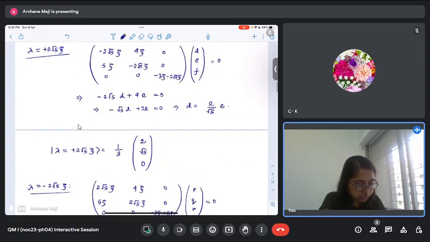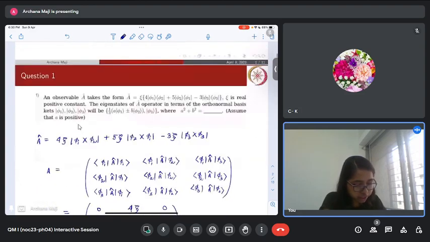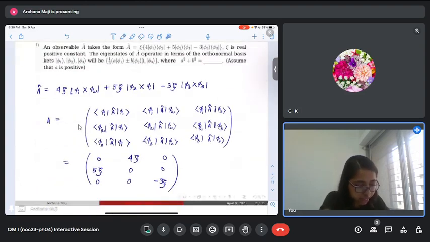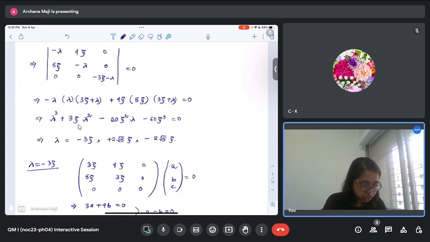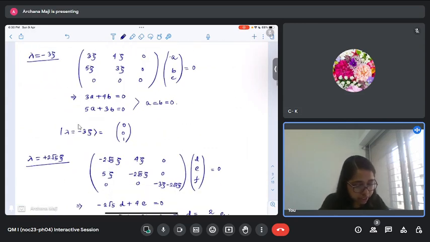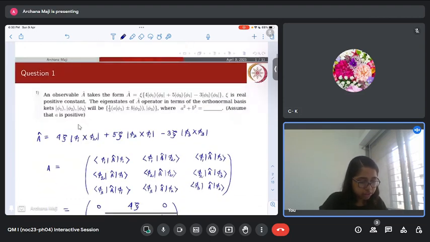Okay, now what I was saying is that in this question, the eigenvectors are written in terms of the basis states. So we can basically write that the eigenvector corresponding to minus 3 xi is nothing but phi 3. So what are phi 1, phi 2, phi 3? These are implied. Phi 1 is 1 0 0, phi 2 is 0 1 0, and phi 3 is 0 0 1.